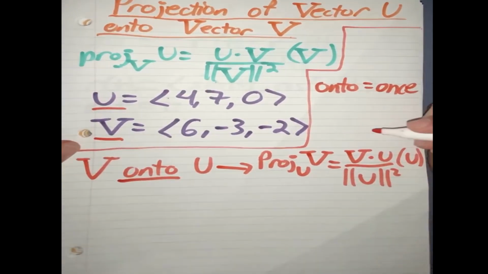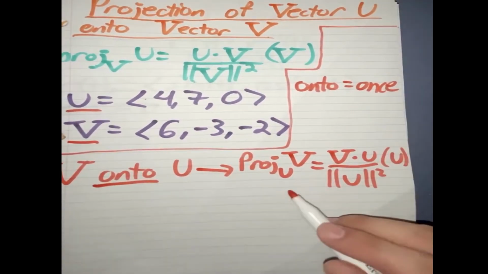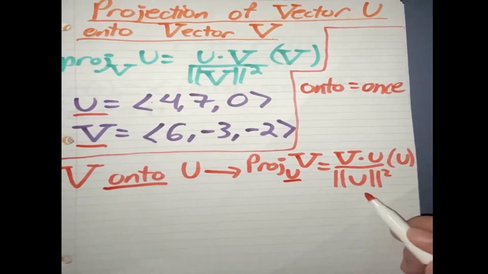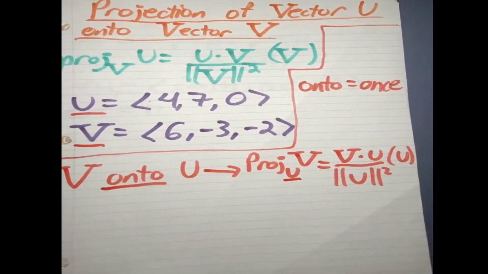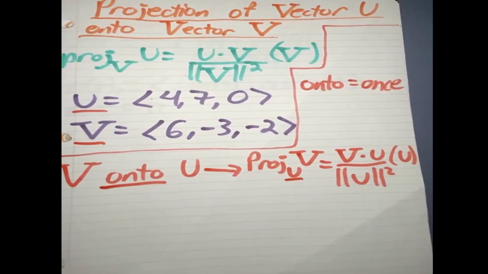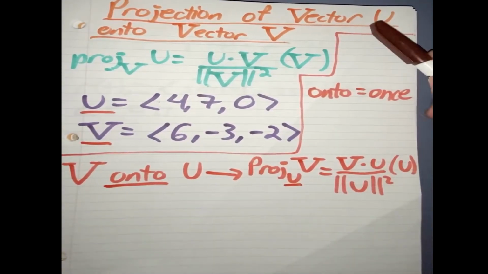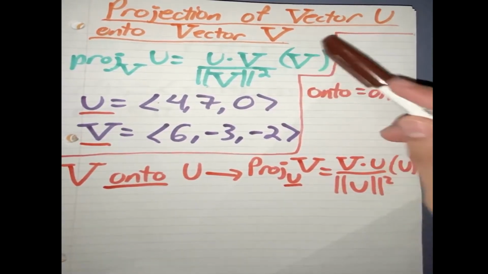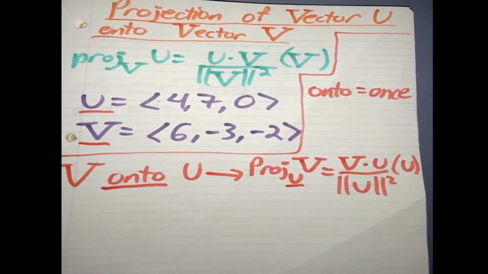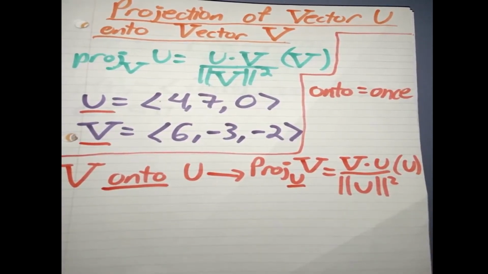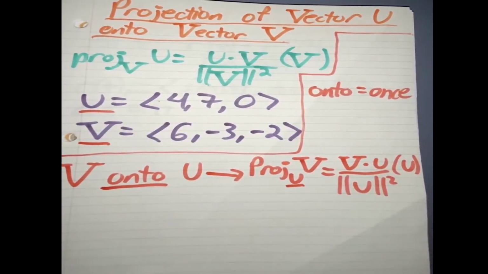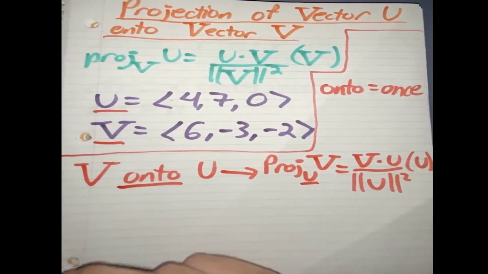Whichever one's the one on the bottom, whichever one you have right here, you're going to take the magnitude of that one. All right, so that's just a quick little concept check because this one's projection of vector u onto vector v, but they could flip it on you. They could give you two vectors, not call them anything, and then they could say one's onto the other. You have to know which one to take the magnitude of. That's the key step.